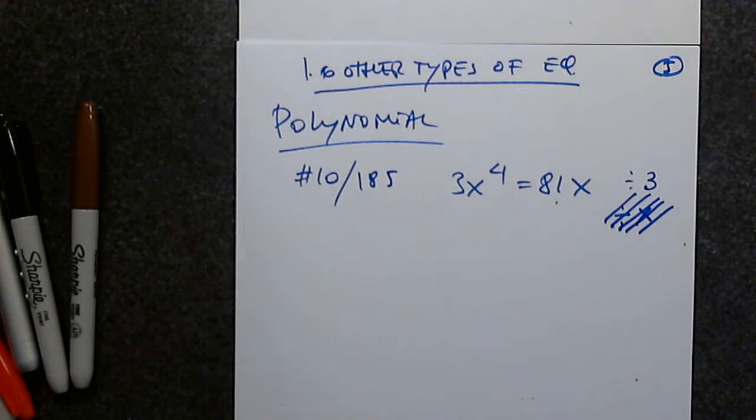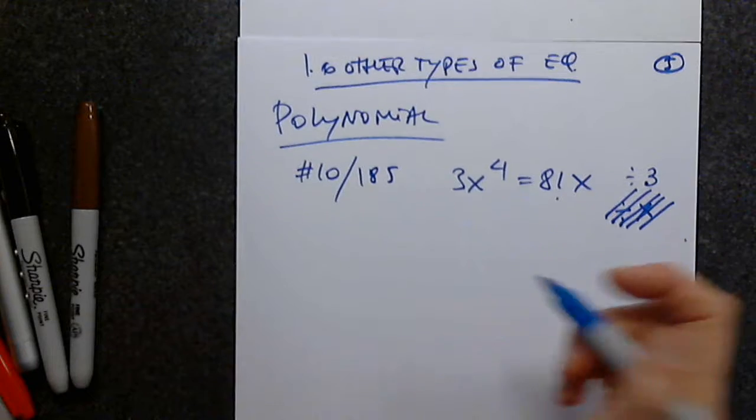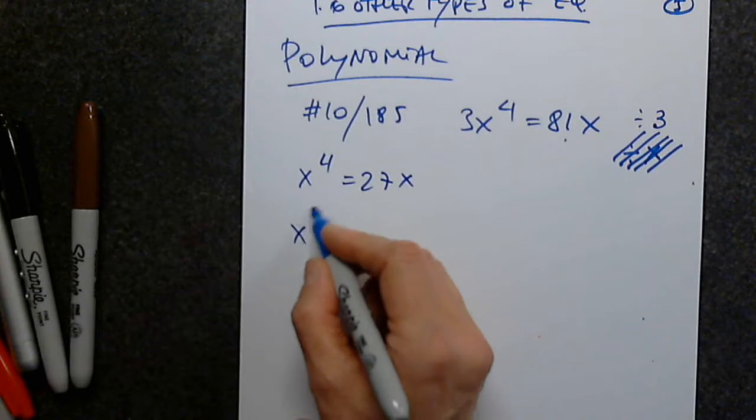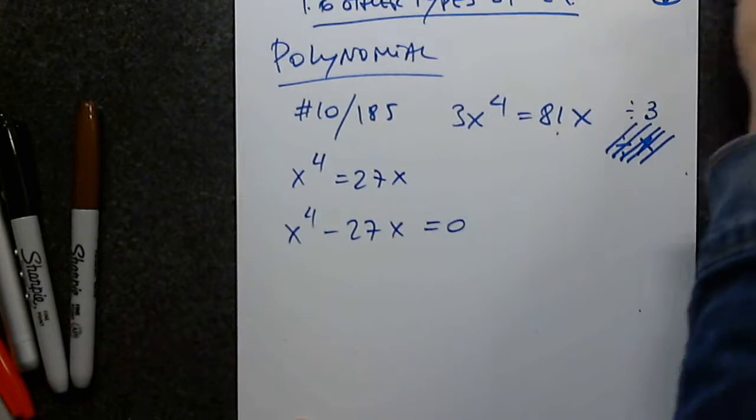Do not ever divide a polynomial equation, both sides, by the variable or an expression containing the variable. Why is that? If I divide both sides by x, I will change it from a 4th degree polynomial into a 3rd degree polynomial. And how many solutions will I write? 3, instead of 4. So I never, ever divide both sides of an equation by the variable. So dividing by 3 is fine. So that's x to the fourth equals 27x. I will have to move 27 to the other side and set it equal to 0.